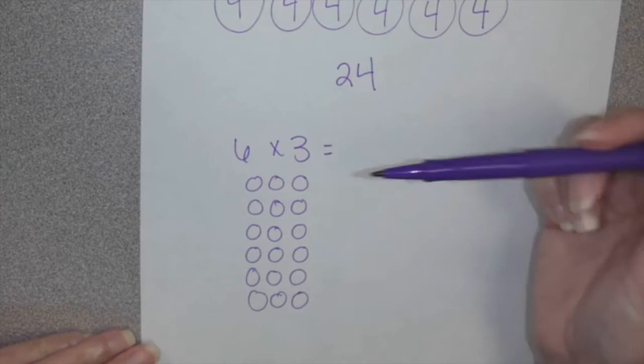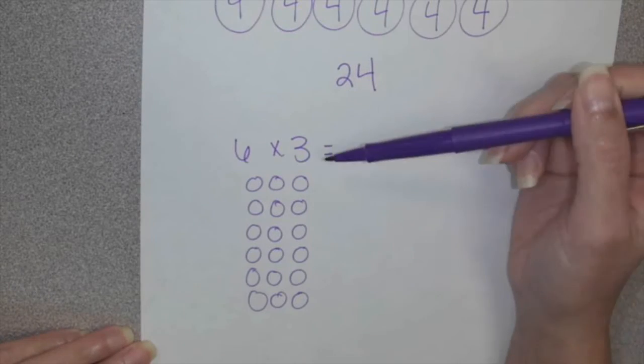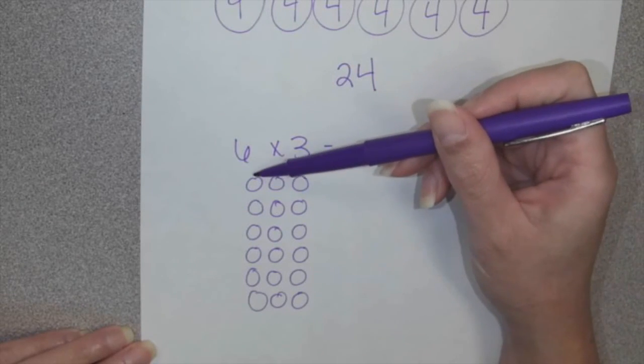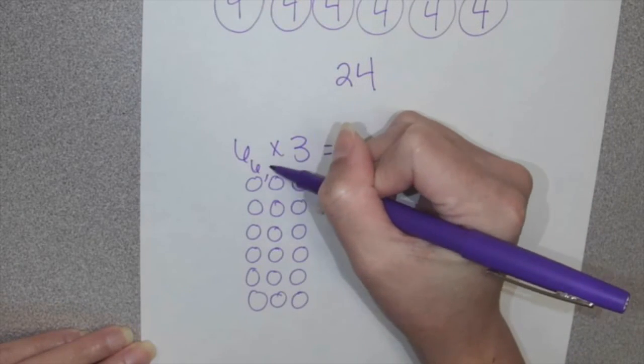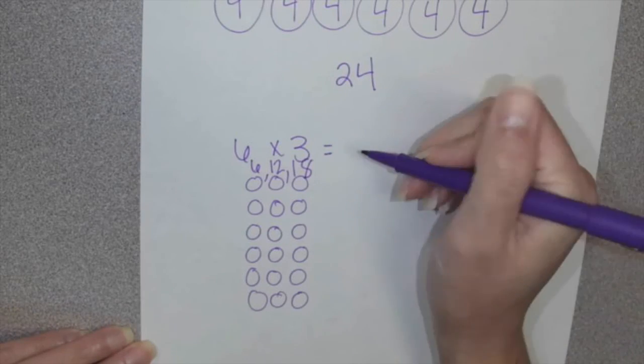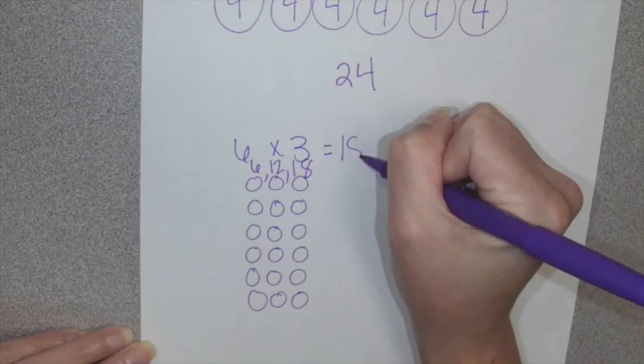And for 6 times 3, you can skip count by 6s. You can skip count by 3s. I'm going to go ahead and skip count by 6s. 6, 12, 18. So the total number of this array of circles, 6 times 3, is 18. Okay?